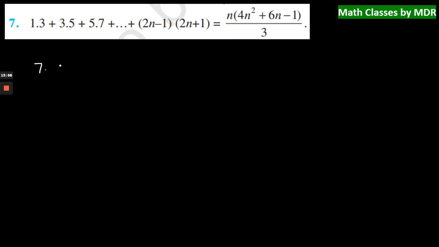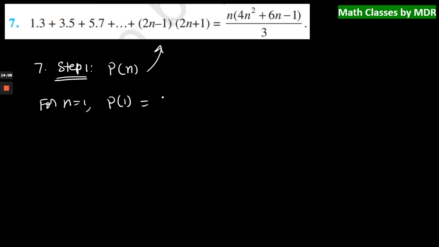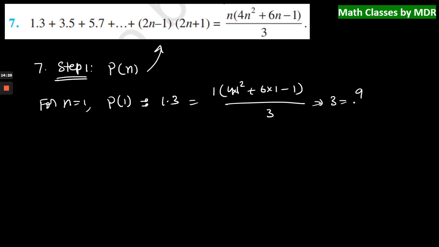So we do the same procedure. First we take step 1. What is step 1? We take it as P of n. And then for n is equal to 1, we check whether the statement is true or not. What is the first term here? 1 into 3, which is equal to 1 into 4 into 1 square plus 6 into 1 minus 1 by 3. So this is 9 by 3, right? 3 is equal to 4 plus 6 is 10, 10 minus 1 is 9, 9 by 3, which implies 3 equals 3. So P of 1 is true.